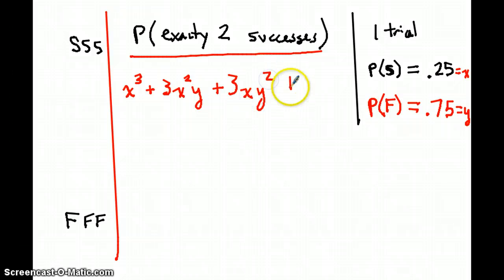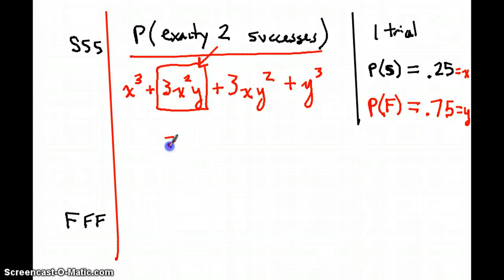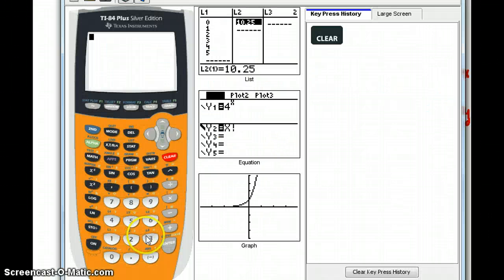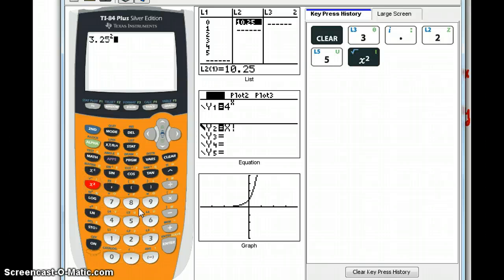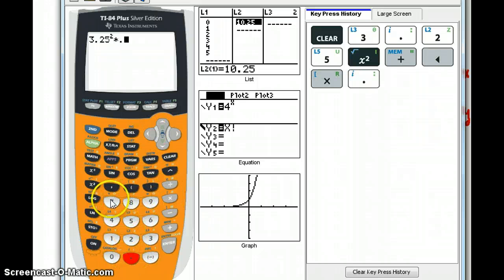Okay, so the part I really care about is 2 successes. 2 successes is when X happens twice and Y happens once, which is this one here. So it's going to be 3 times 0.25 squared times the probability that it fails. I could actually do that on the calculator, times 0.75.